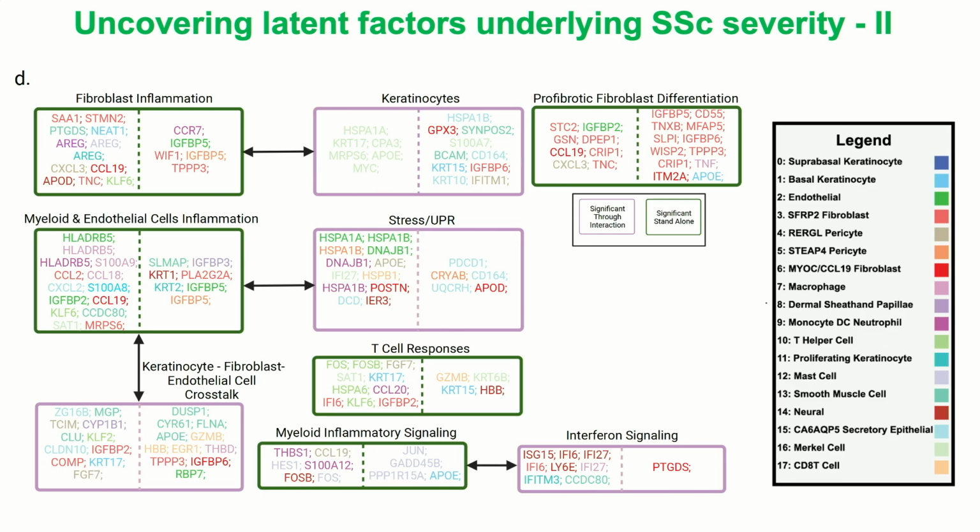So without using any biological priors, we were able to recover, for example, in the top right, the pro-fibrotic fibroblast differentiation. This is a special subset of SFRP2 fibroblasts or myofibroblasts known to be involved in scleroderma disease pathogenesis with CCL19, IGFBP5, well-known markers. We also see crosstalk between myeloid inflammatory signaling and interferon signaling like thrombospondin, CCL19 again, ISGs. So these were well known. Without using any biological priors, we were able to recover. This is what's well established in the field.